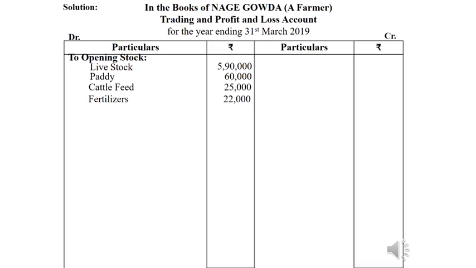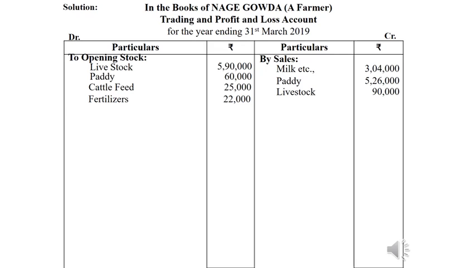Next item given in the problem is sales. By sales, 3 items are given. Milk products 3,04,000, paddy 5,26,000, and livestock 90,000. We are adding crop, dairy, livestock, etc. under one account only. If you are asked to prepare separately, for milk separate account, for crop separate account, for livestock separate account, you have to prepare them separately. Or you can use columnar account for recording these items. In this case, no such item is asked. Therefore, we are clubbing them under one account only.